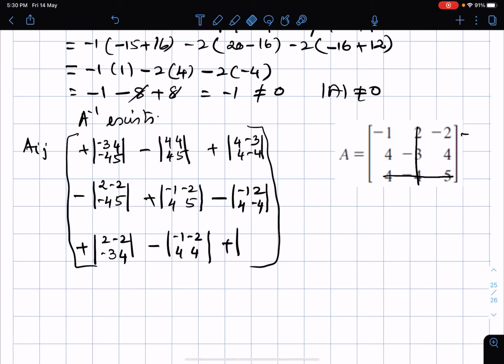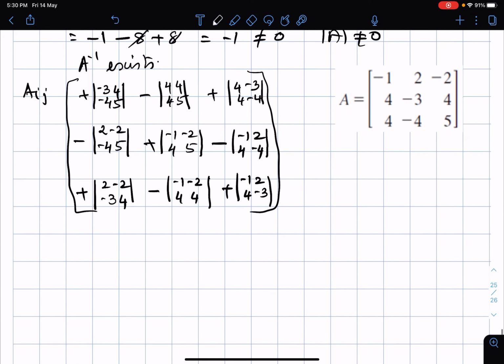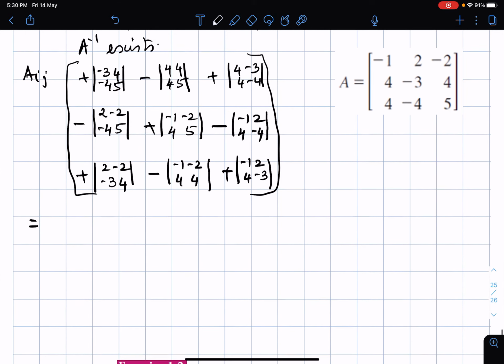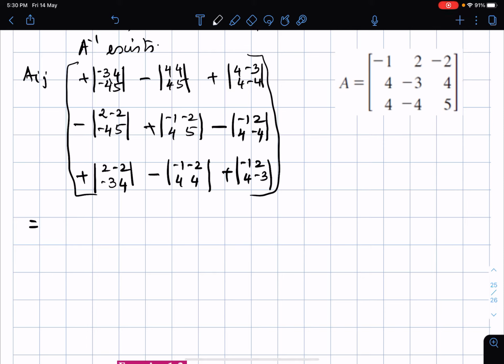Now for the third one, you are going to delete the third column because it is the third element, 5. So what are the elements you are going to get there? Minus 1, 2, 4, minus 3. Okay. Now we can proceed with our expansion. So this is going to be the first one. Diagonally you are going to multiply each determinant and you are going to write it.